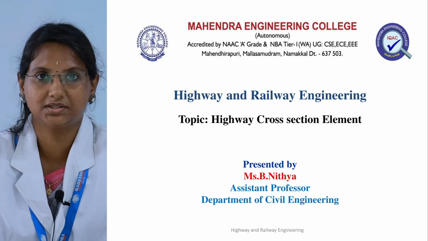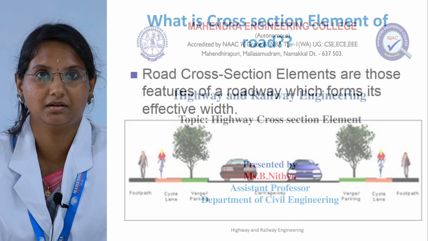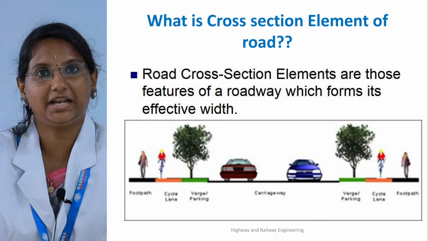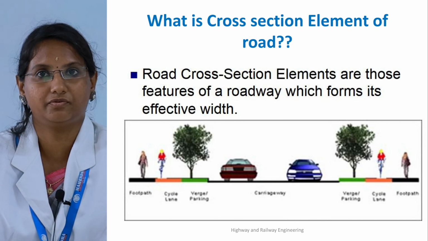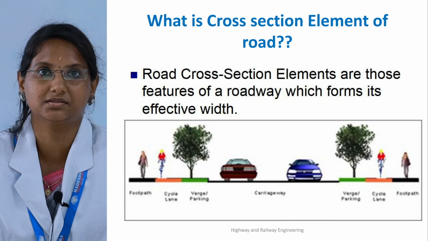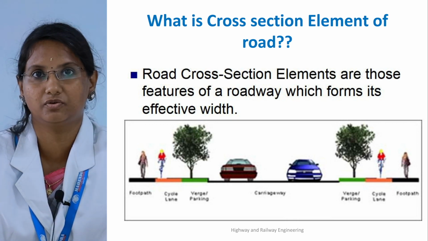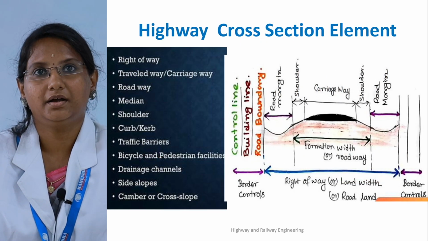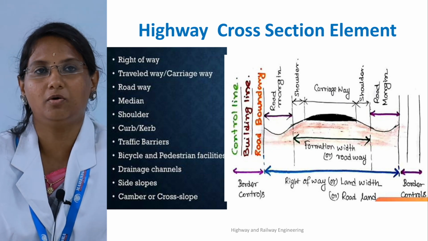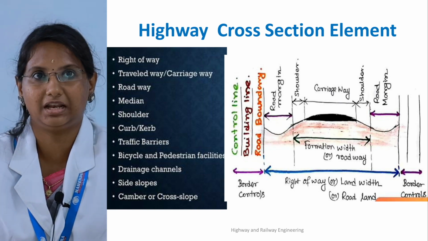Today we are going to discuss highway cross-section elements. First, what is a cross-section element of a road? It is the features of the road which form its effective width. It's termed as a cross-section element of roads. In the cross-section, there are different components.